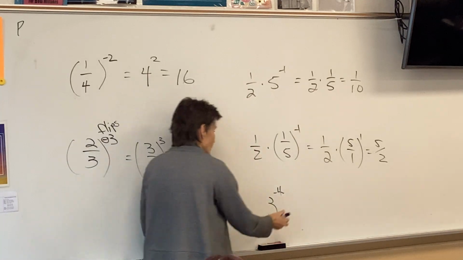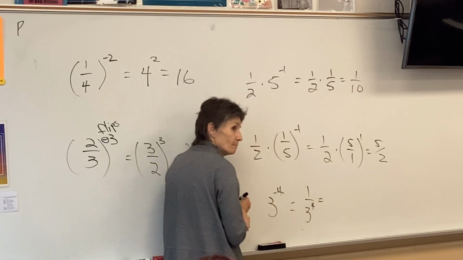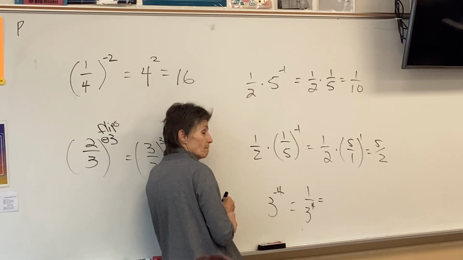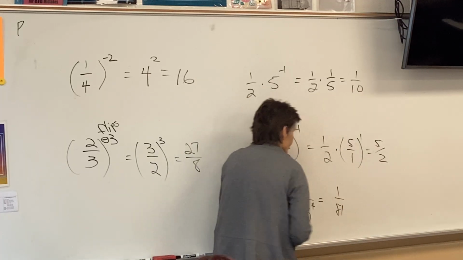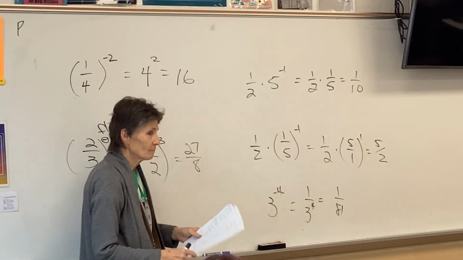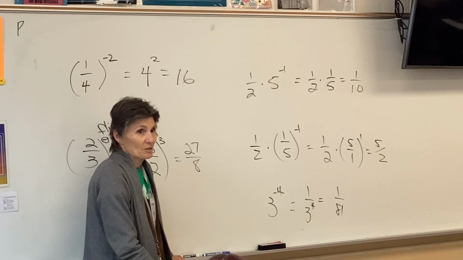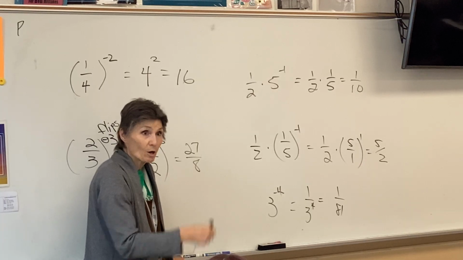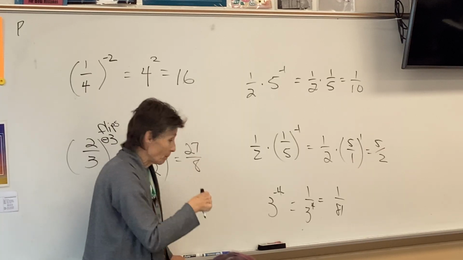And then this is an easy one. This is going to be 1/3 to the... They know what 3 to the 4th is? 81. So 1/81, 9 times 9. Look at the next section, you guys. It keeps getting harder and harder. We're putting them together now, so we know how to deal with fractions, we know how to deal with negatives, now we're putting them together.